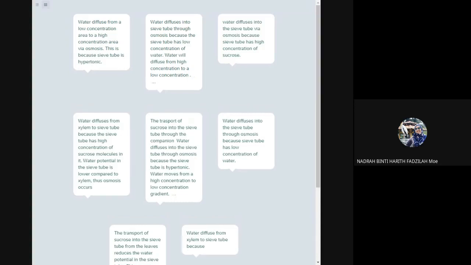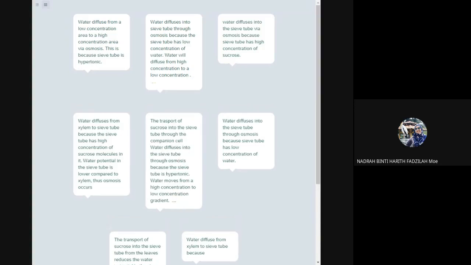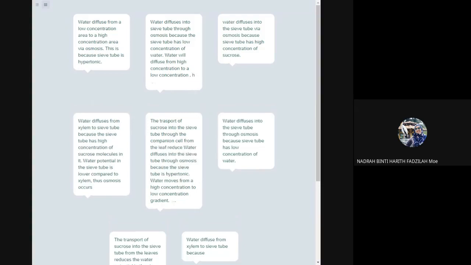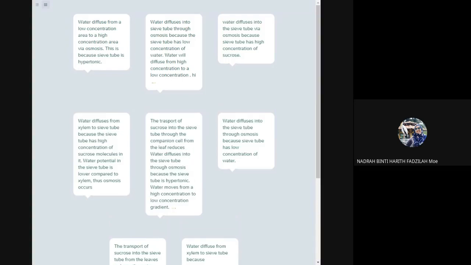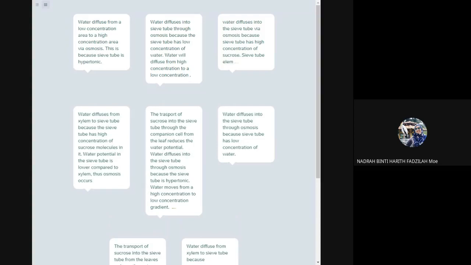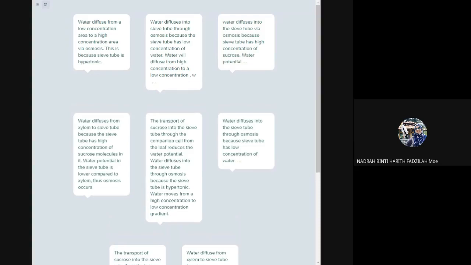Okay, number 1, there is a high concentration of sucrose inside the sieve tube element. Point number 2, sieve tube element is hypertonic compared to xylem. Point number 3, water potential in the sieve tube element is low. Atau kalau kamu kata water potential in the sieve tube element decreases pun boleh. Okay, sebab it is an ongoing process.